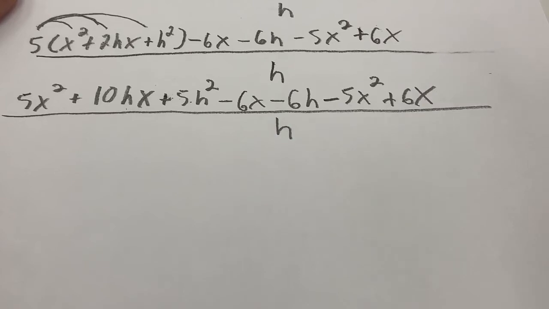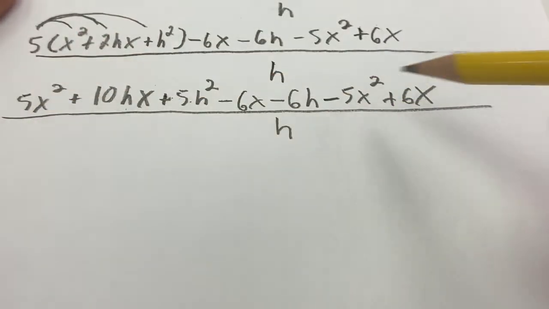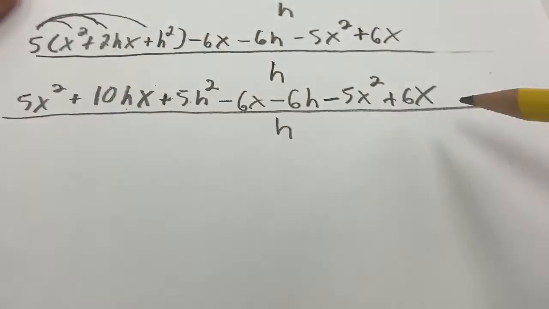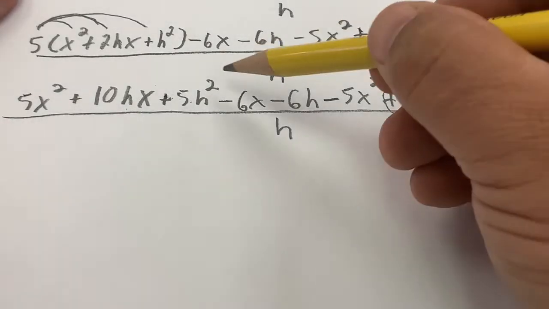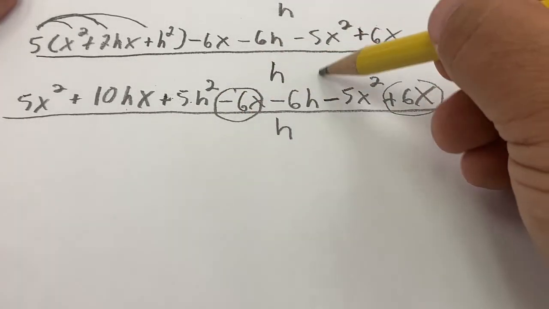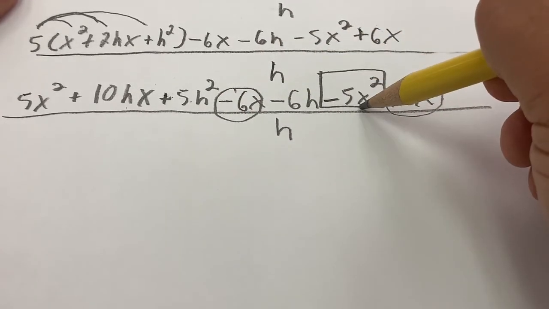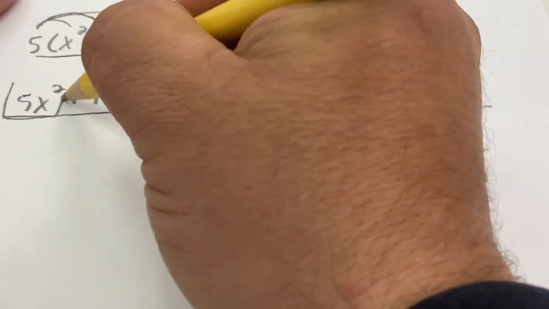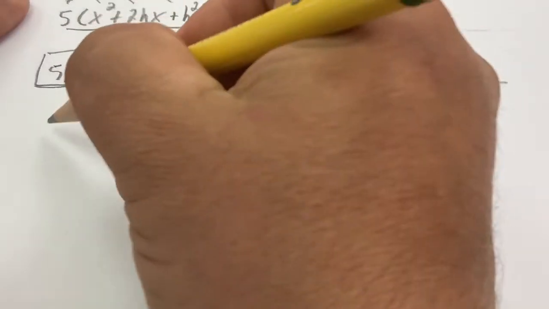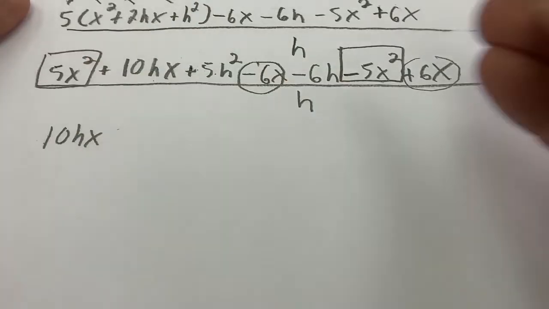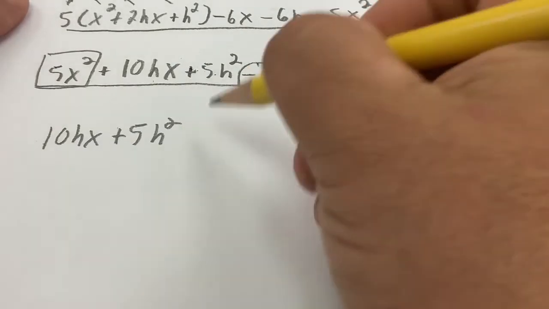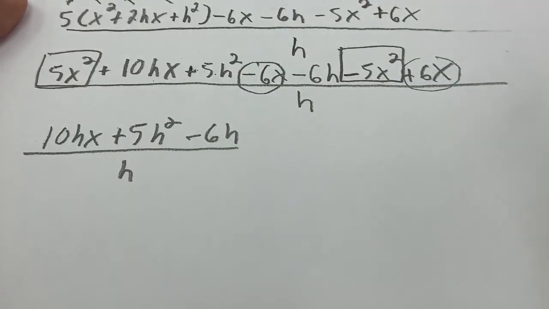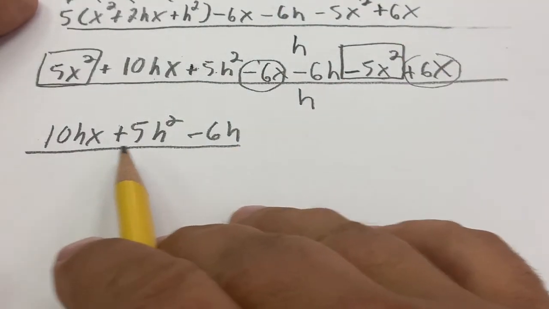Now I'm going to simplify it. When I simplify these big difference quotients, from experience, I know I'm going to work from the back end. So 6x simplifies with negative 6x. Negative 5x squared simplifies with what's up front here, 5x squared. And that leaves me with 10hx plus 5h squared minus 6h all over h. Muchos h's, a lot of h's.